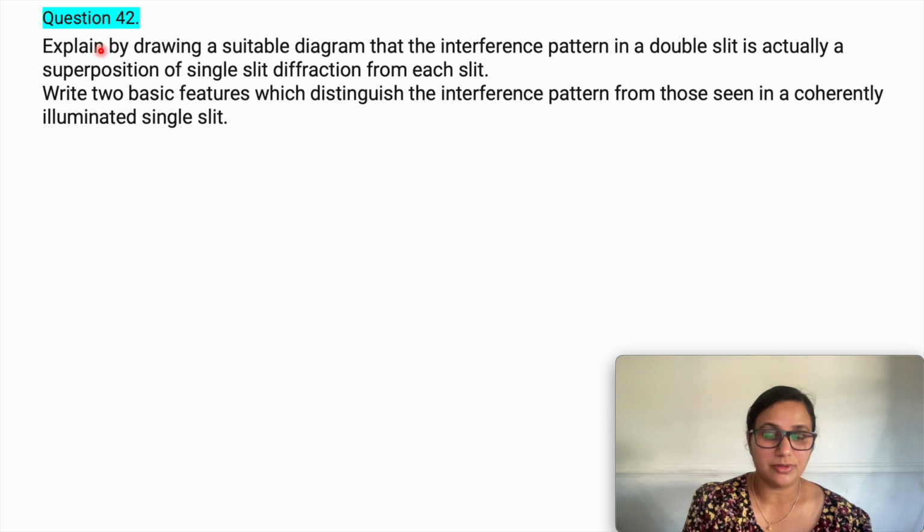Question number 42. Explain by drawing a suitable diagram that the interference pattern in a double slit is actually a superposition of single slit diffraction from each slit. Write two basic features which distinguish the interference pattern from those seen in a coherently illuminated single slit.